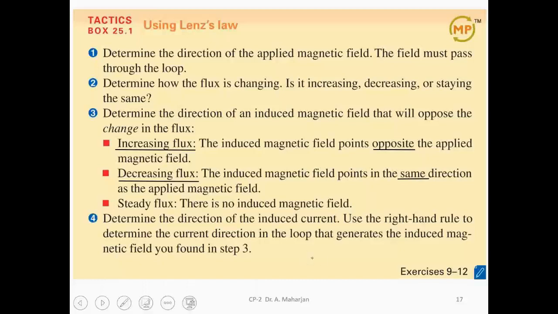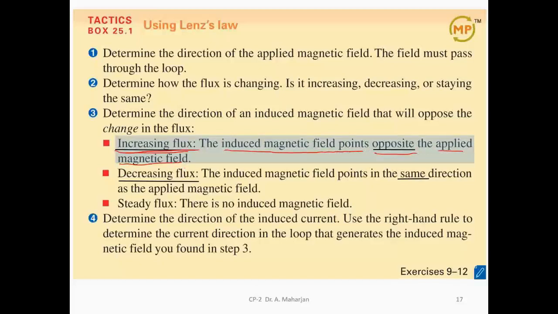So here are the golden rules for applying Lenz's law in solving problems. First, if you insert a magnet into a coil, the flux will increase. If the flux is increasing, the induced magnetic field points opposite to the applied field. It will induce current in such a way that the induced magnetic field will oppose. The next is decreasing flux. If the flux through the coil is decreasing, the induced magnetic field points in the same direction. And steady flux: if the flux through the coil is not changing, there will be no induced magnetic field. So these are the golden rules.